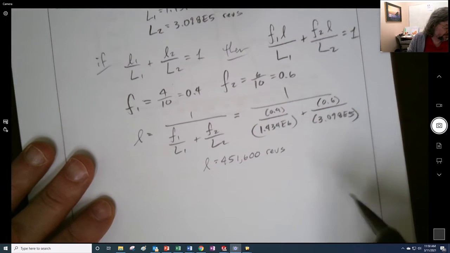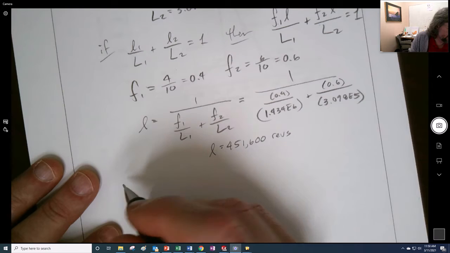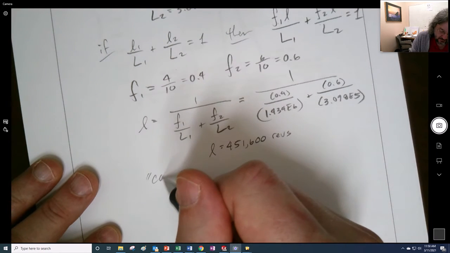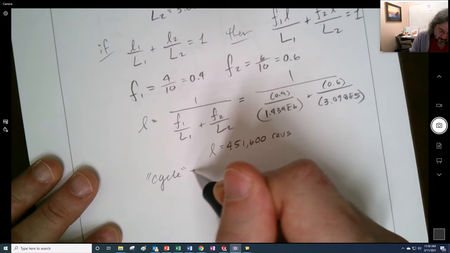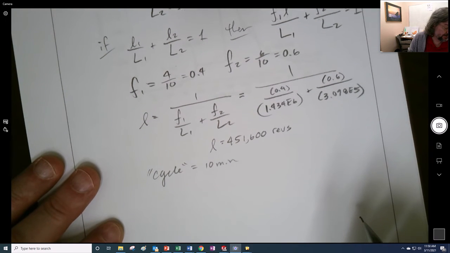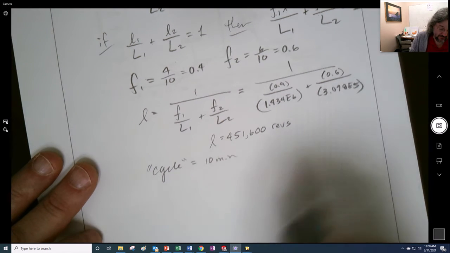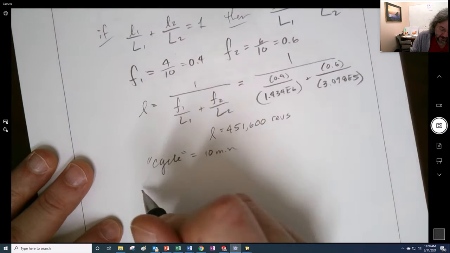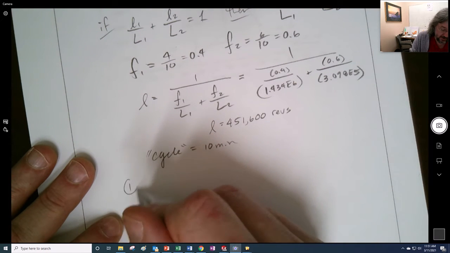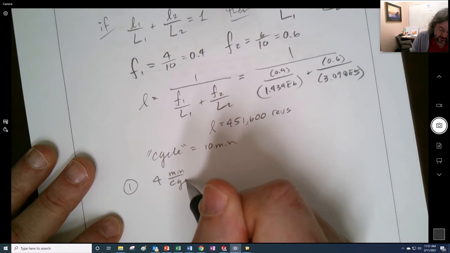So we'll call a cycle 10 minutes, right? So we'll figure out how many things we're going to have. And we also know that situation one is 4 minutes per cycle.